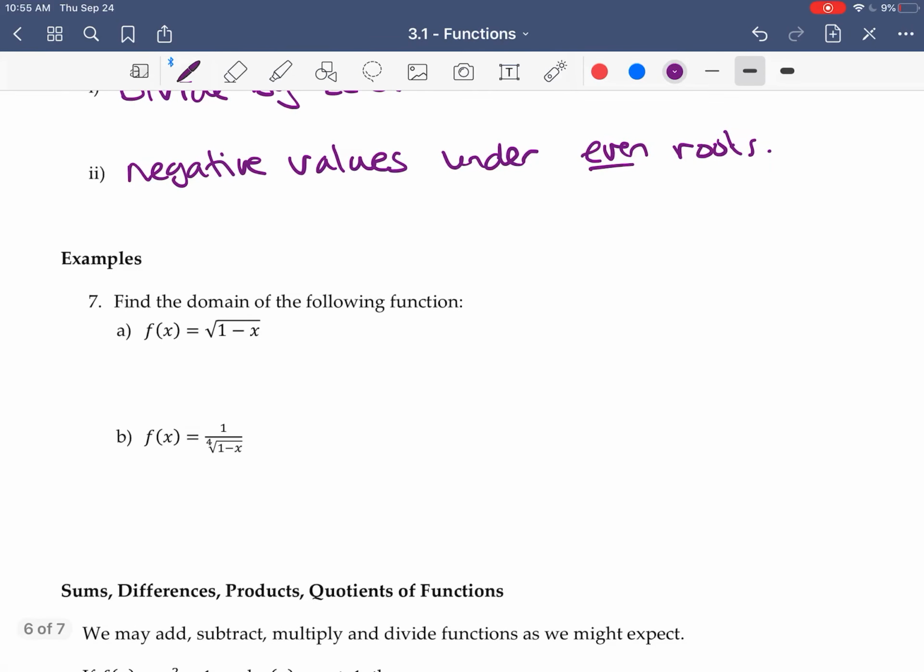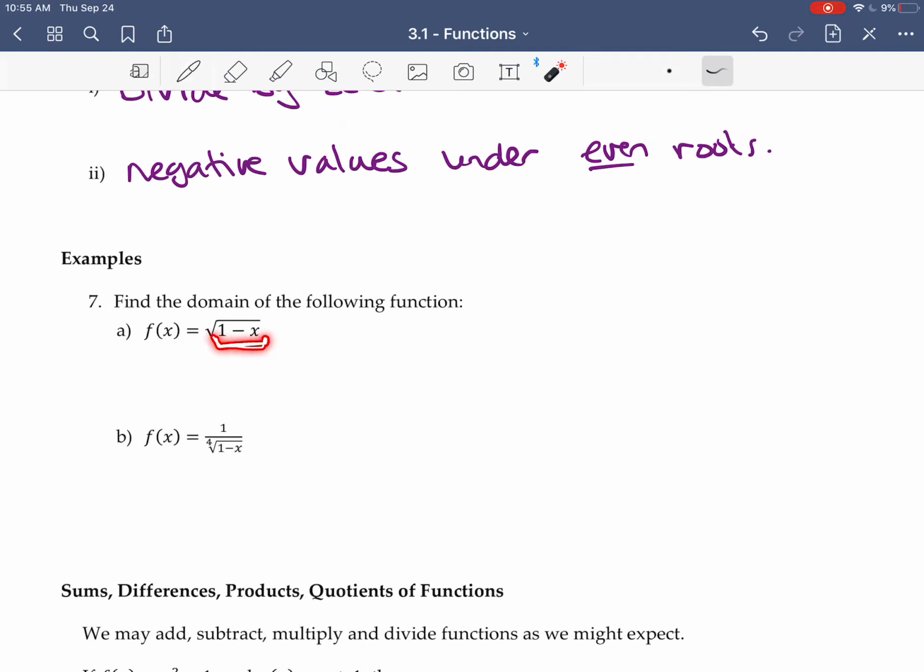So I'm just going to do one of these. If I had the function f of x is the square root of 1 minus x, they haven't told me the domain. I need to find it. So what you want to think of is, what x values could I not plug in? The domain is the set of all x values that I can plug in, but it's normally easier to think, what can I not plug in?